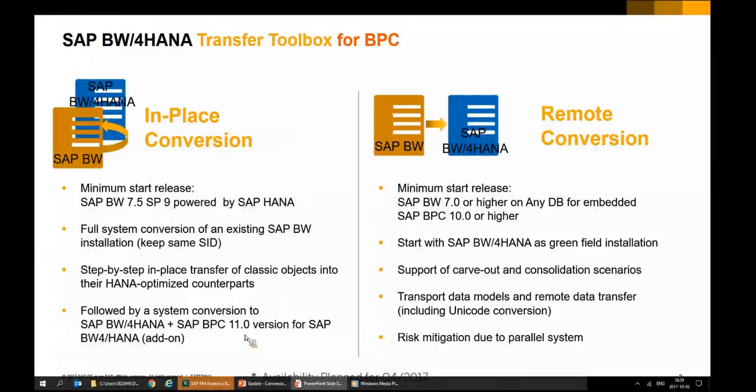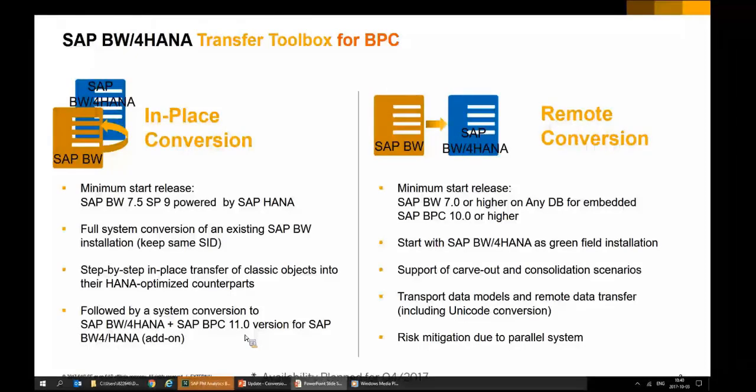A few comments on BPC. You probably know that SAP BPC is now also available for BW4HANA. However, there is a few additional things to take into consideration when you do a system conversion using business planning and consolidation. First of all, the Transfer Toolbox is not available yet. It will become available in Q4 this year, and it has a little bit of different minimum releases. So for an in-place conversion, you'll have to move your system to BW 7.5 SP9. Without BPC, it was SP5 as a starting point. So with BPC, it's a little bit more.